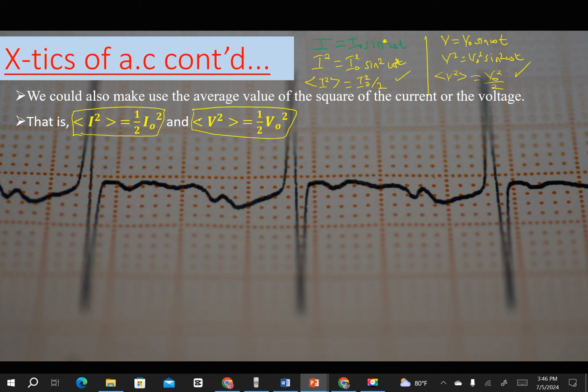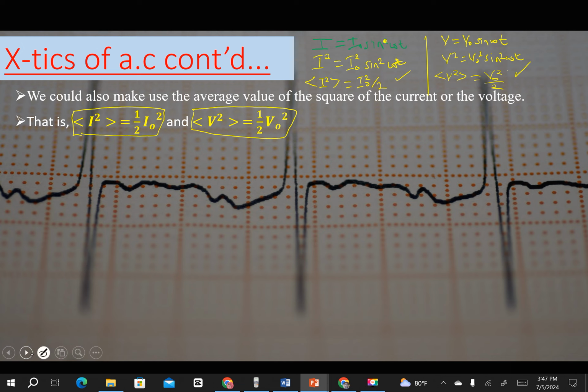Now we can take them back by trying to find the square root. Of course, we don't expect the square root to be 0. This will be called the root mean square values of current and the root mean square values of voltage. If we find the square root of I squared, this will be I naught over root 2. The other one will be V naught over root 2.